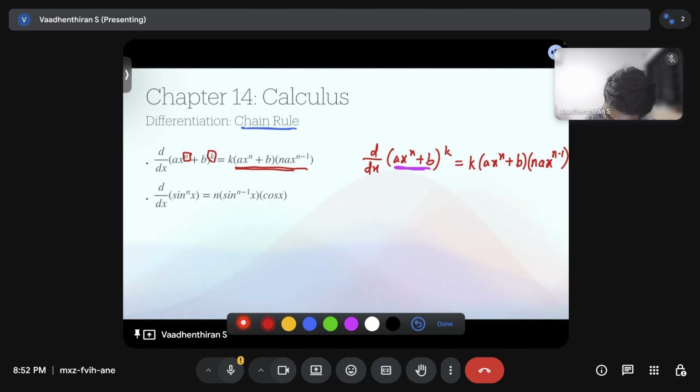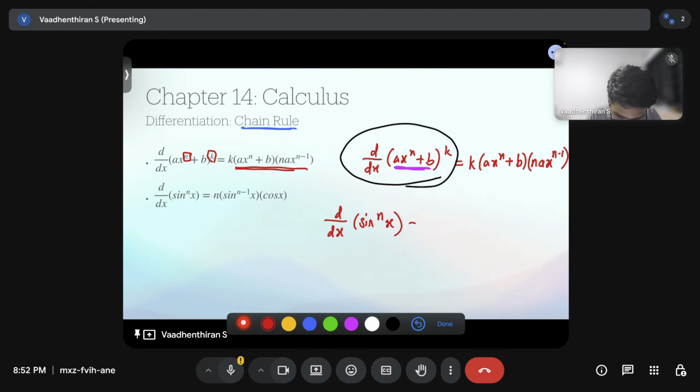This is another example I've shown for the trigonometric functions. There's also a twist over here. What do you do when you have a trigonometric function of this type, like here we have sine to the n x? We can consider this to be d over dx of sine x, all to the n. So there's a trigonometric function inside and a power outside.